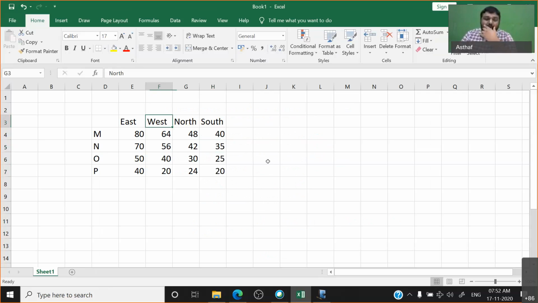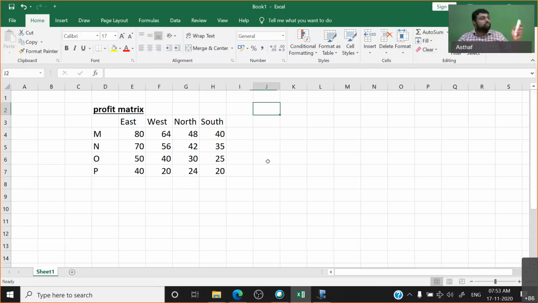First, you have to look at whether rows are equal to columns. Otherwise, you have to bring a dummy. Look here, 4 rows, 4 columns. Since here 4 rows, 4 columns, it is equal. No need of bringing a dummy. So this matrix we call a profit matrix or sales matrix.